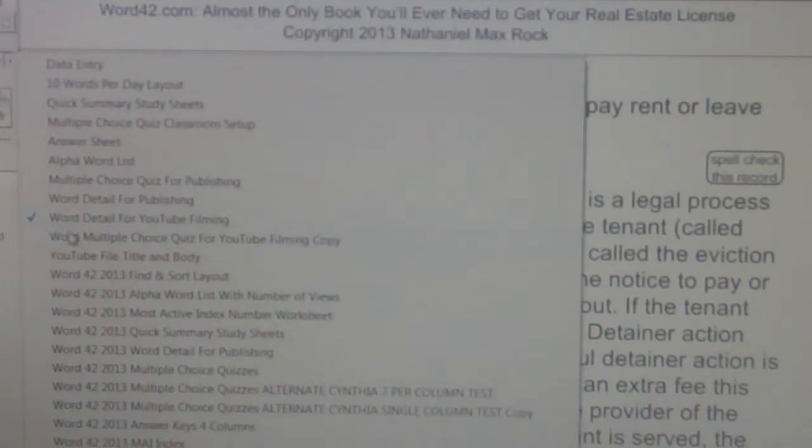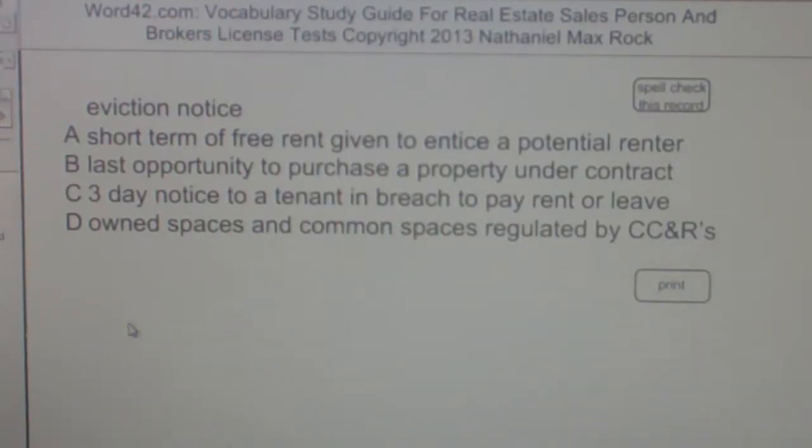Multiple choice question. Eviction notice. A. Short term of free rent given to entice a potential renter. B. Last opportunity to purchase a property under contract. C. 3-day notice to a tenant in breach to pay rent or leave. D. Owned spaces and common spaces regulated by CC&Rs.